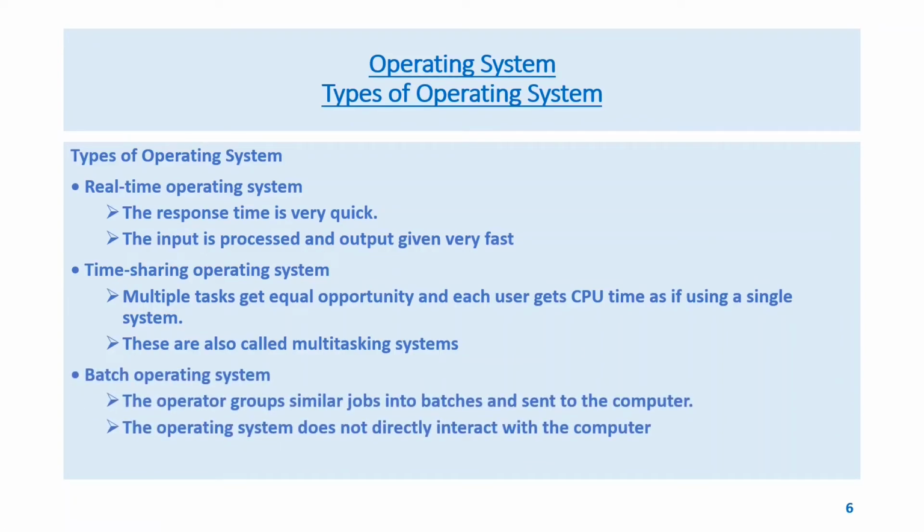Batch operating system. The operator groups similar jobs into batches and sends them to the computer. The operating system does not directly interact with the computer. So it will create batches of the jobs and they will be sent to the computer instead of the operating system directly interacting with the computer.